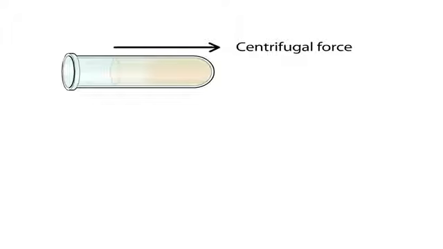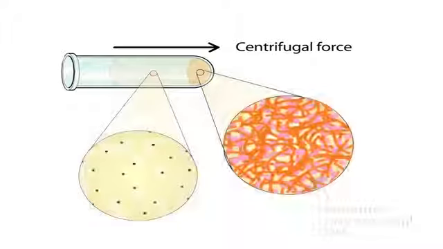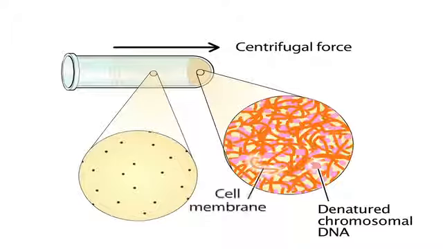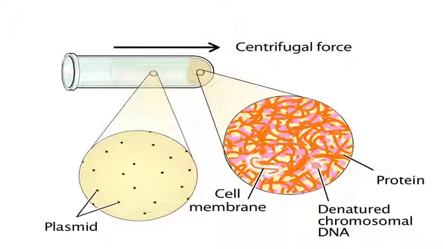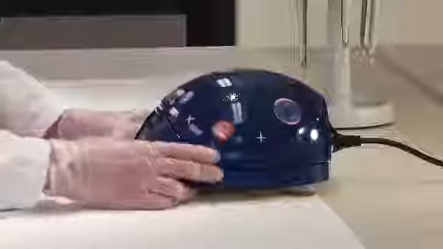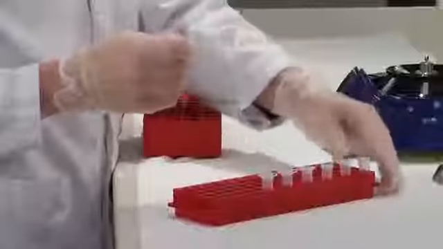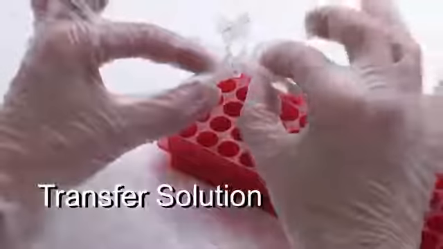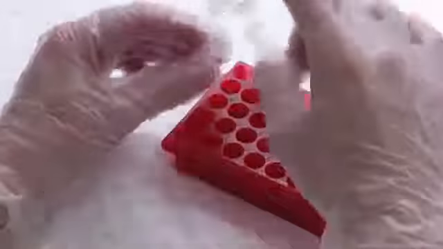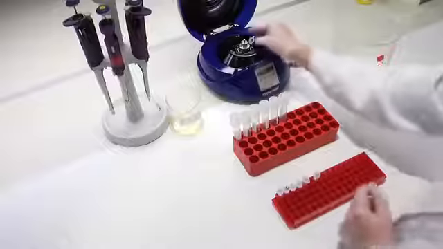Again, the material with the greatest size and density moves the fastest to the bottom of the tube. Denatured chromosomal DNA, membranes and protein sediment under these conditions, but the soluble components, such as the plasmid, do not. And so the plasmid remains in the supernatant. So now the soluble plasmid remains in solution, and we'll transfer that into a new tube. And we can throw away the precipitate.